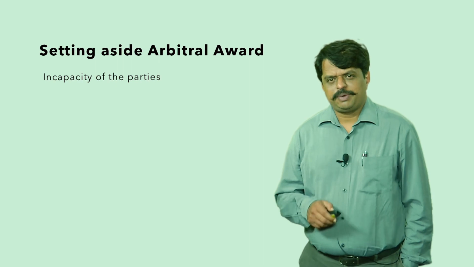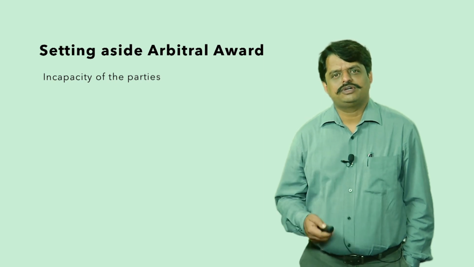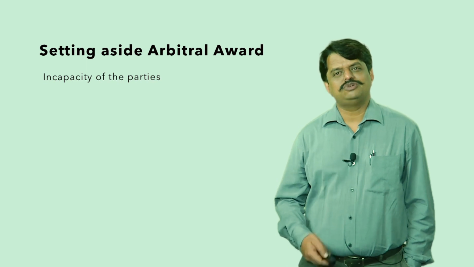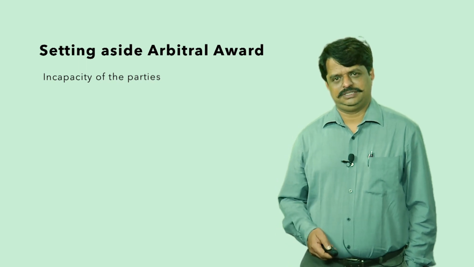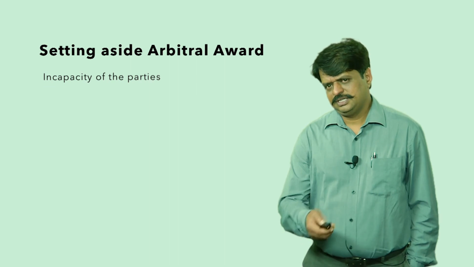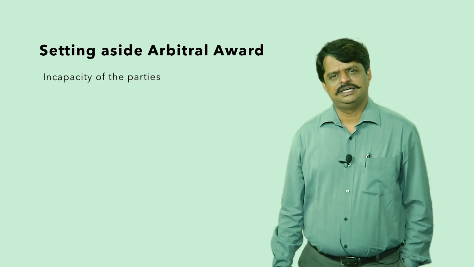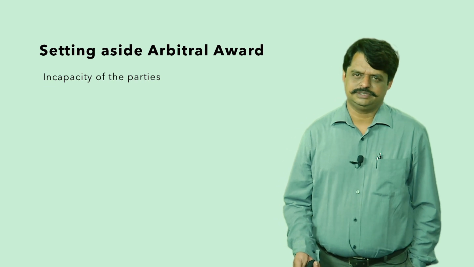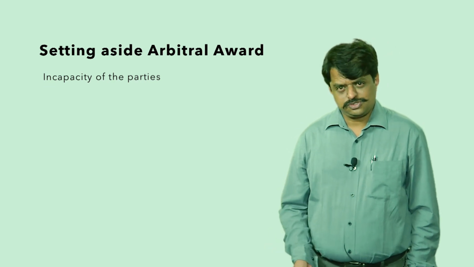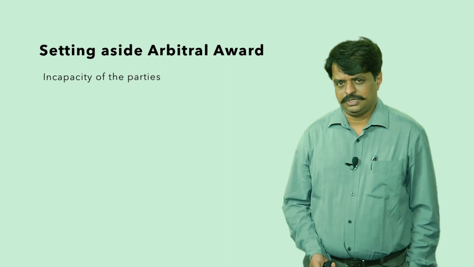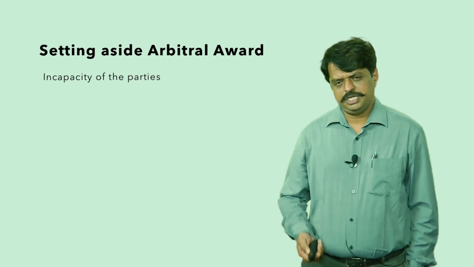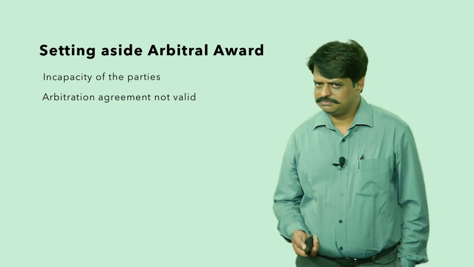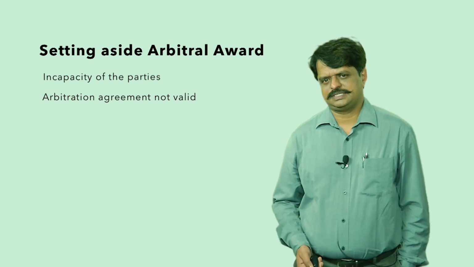First ground is incapacity of the parties. If the parties do not have capacity to enter into an arbitration agreement, or no capacity to participate in arbitral proceedings, then the award could be set aside. On incapacity, the Indian Contract Act provides all the capacities, but there are other legislations also which play an important role. So, those capacities should be checked. If the arbitration agreement is void, then the award could be set aside.